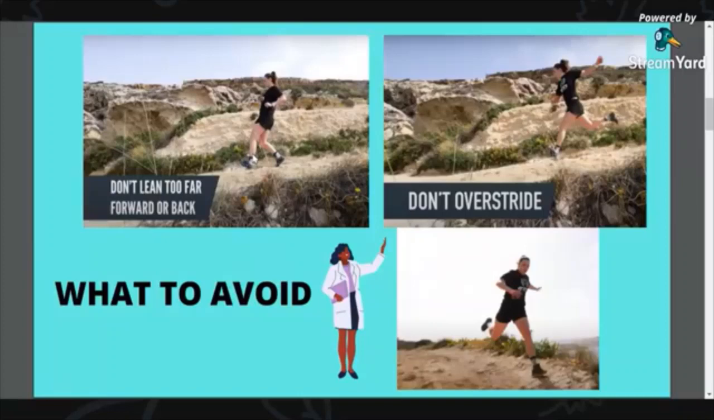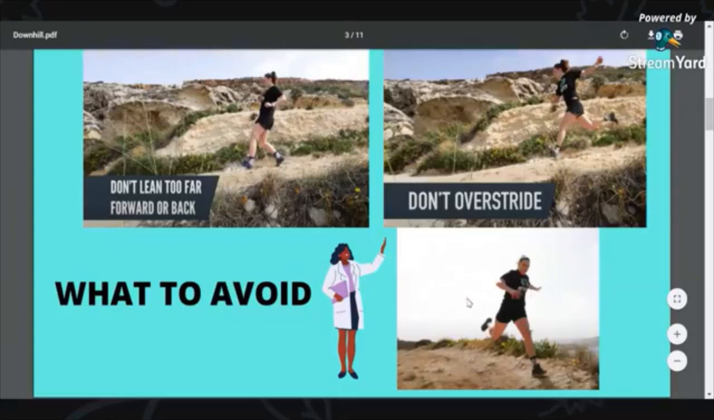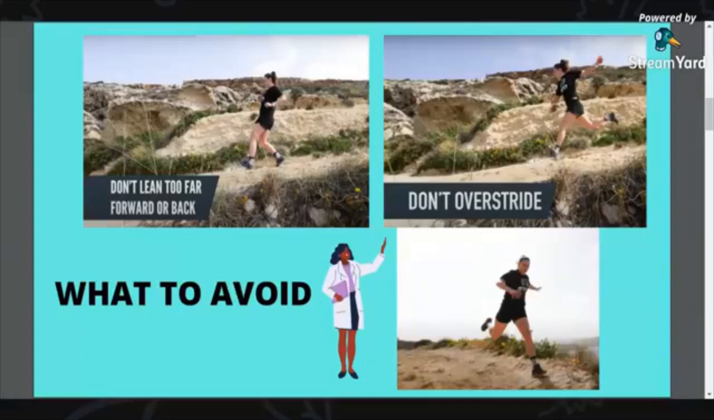And what if you lean too much forward? This is the picture down here. If you lean too much forward, your speed will drive you very fast, then you lose control of your legs. You cannot control how to place them, so that is also very dangerous. The third picture, the second at the top here: don't overstrike.